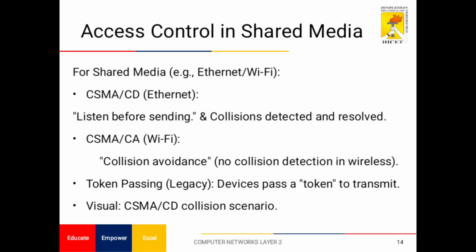Access control is mainly used to avoid and detect collisions, called CD, collision detection, and collision avoidance. In collision detection, it is listen before sending: before sending the packet we have to keenly watch for collisions and detect them. Once the collision has been resolved, we can forward the packet. But in the case of CA, there is no collision detection in wireless. It will just avoid collisions; it won't resolve them. Similarly, token passing passes a token to transmit packets in the shared media.